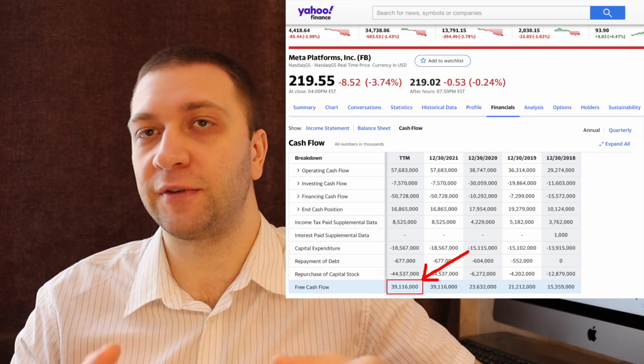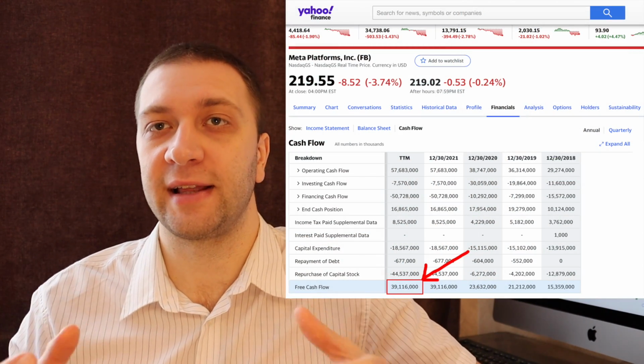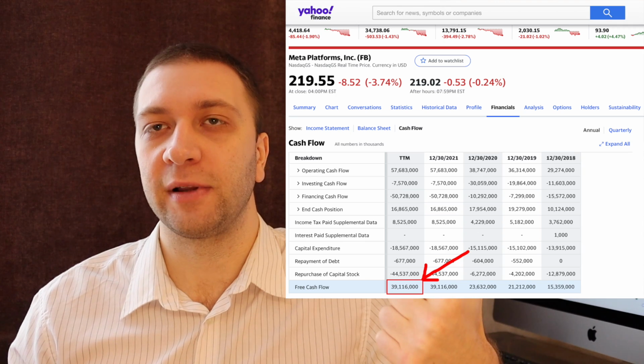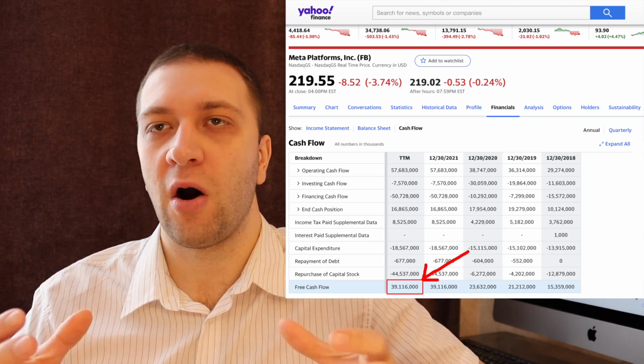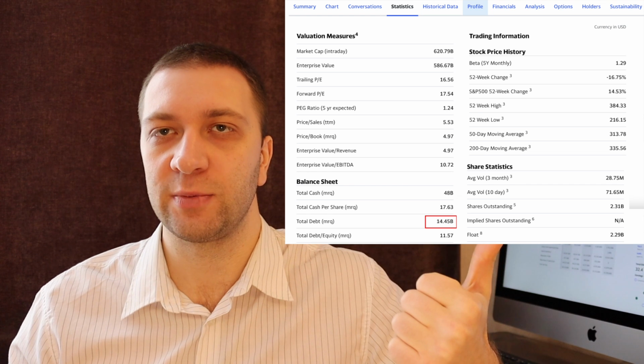Also, it's extremely important to check if the debt level is manageable. Phil Town writes that it is important that the long-term debt should not be greater than 3 times the free cash flow. You can take the last year's free cash flow from services like Yahoo Finance. Here's the place where you can find it on Yahoo Finance. Also, you can take the long-term debt from Yahoo Finance. Here is the place where to find it.